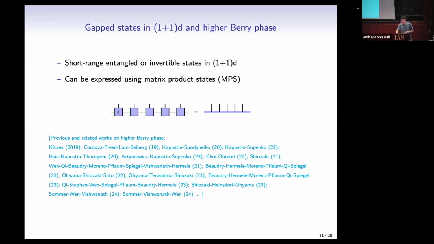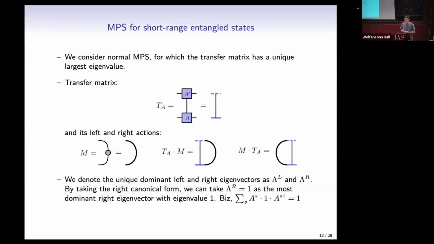Okay, so here's a quick reminder. I think we saw this this morning, but we are interested in, once again, the short-range entangled state represented by a matrix product state. And I also assume I have a unique ground state. So I'm particularly interested in the class of matrix product states which are called normal matrix product states, for which the dominant eigenvector of the transfer matrix is unique.